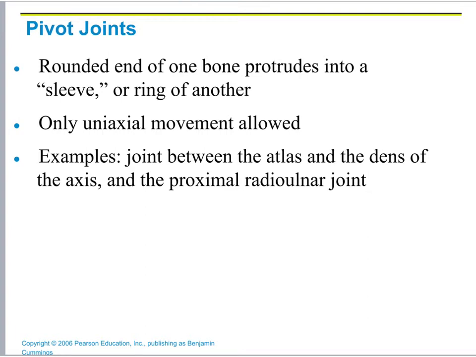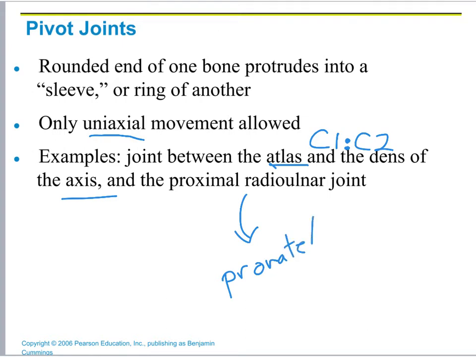Pivot joint. Pivot joint is also a uniaxial joint, just like the hinge joint. The example we talked about in class was shaking your head no between the first cervical vertebra, called the atlas, and the second cervical vertebra, called the axis. Another place you find this is when you pronate or supinate your forearm. The joint between the radius and the ulna is also a pivot joint.